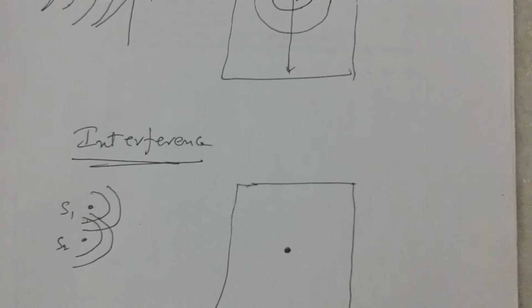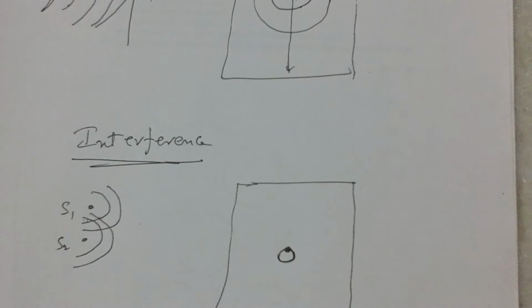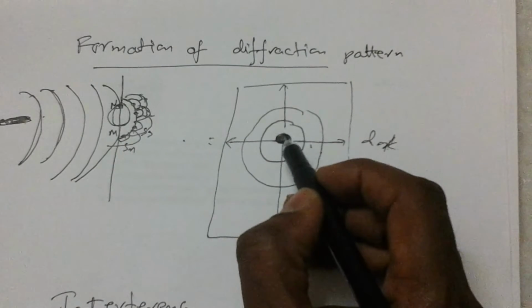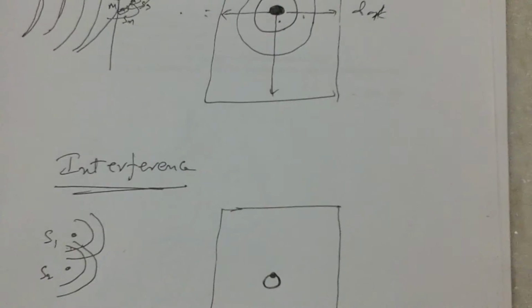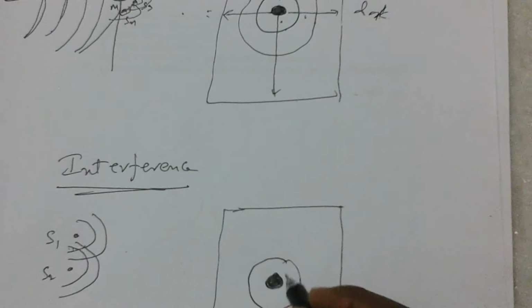But interference pattern is having central fringe bright. Diffraction pattern is having central fringe bright only. Interference pattern is having central fringe dark.